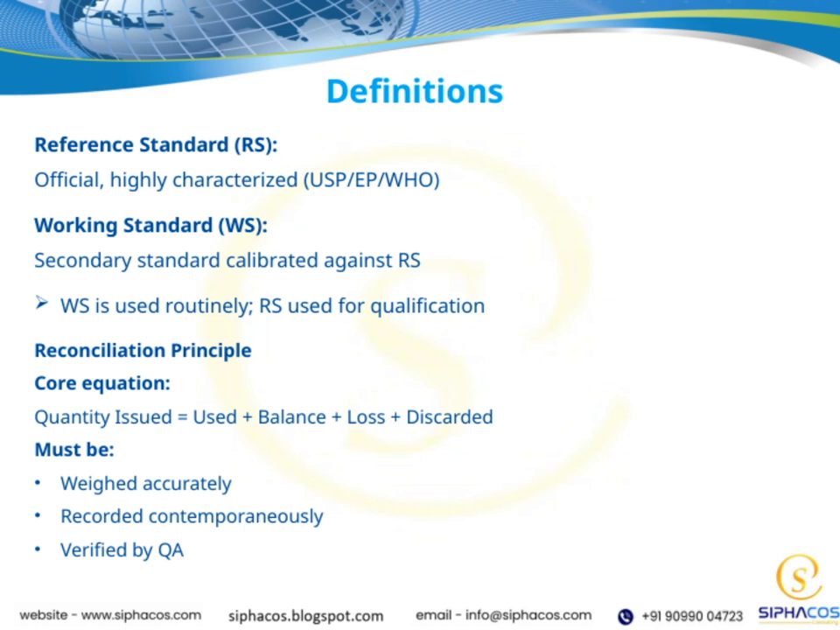Now, moving on to the reconciliation principle, this is a core concept in our process. The key equation here is that the quantity issued should equal the sum of what is used, what remains as balance, plus any losses and discarded material. For this to work properly, it's crucial that everything is weighed accurately. We need to record these measurements contemporaneously, meaning at the same time as the process occurs, to avoid errors. And of course, all of these steps must be verified by QA to maintain integrity and compliance. By following these principles, we ensure our measurements are reliable, consistent, and traceable, which ultimately supports the quality and safety of our products.